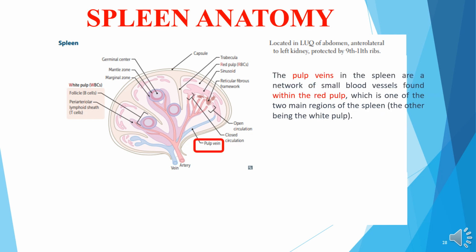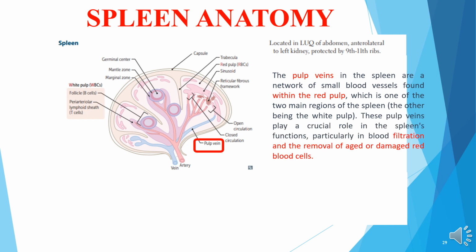The pulp veins in the spleen are a network of small blood vessels found within the red pulp, which is one of the two main regions of the spleen, the other being the white pulp. These pulp veins play a crucial role in the spleen's functions, particularly in blood filtration and the removal of aged or damaged red blood cells.